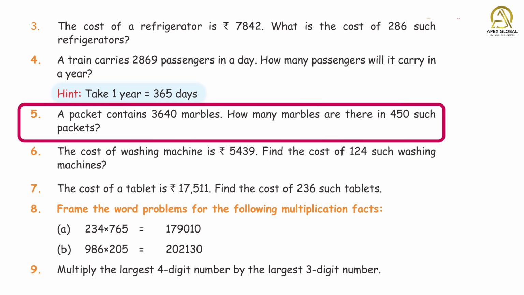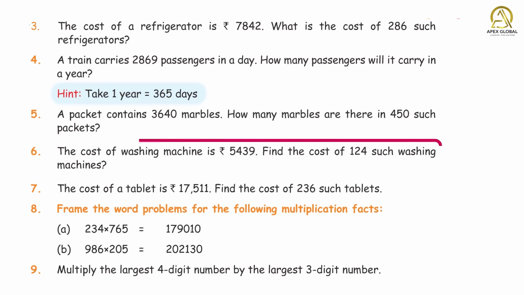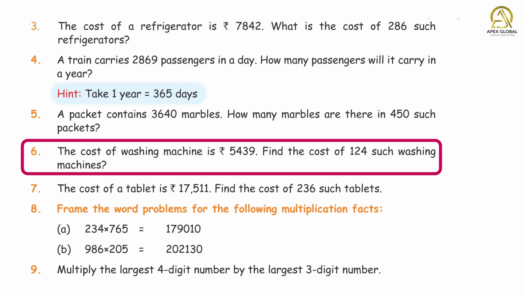5. A packet contains 3,640 marbles. How many marbles are there in 450 such packets? Answer: 1,06,38,000. 6. The cost of a washing machine is 5,439 rupees. Find the cost of 124 such washing machines. Answer: 6,74,436.